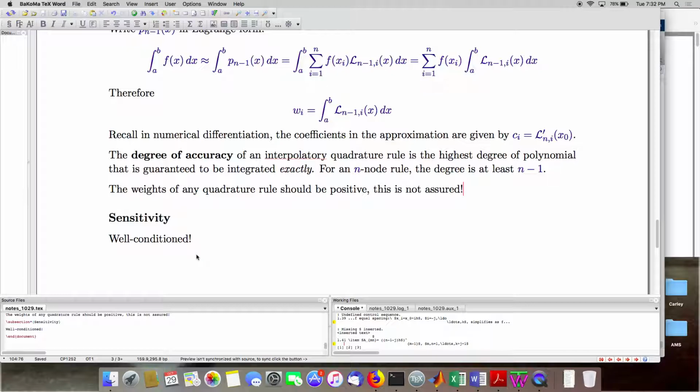And I won't say any more about sensitivity. It's well conditioned, as a consequence of differentiation being ill conditioned. That is actually all the new material I needed to cover today.